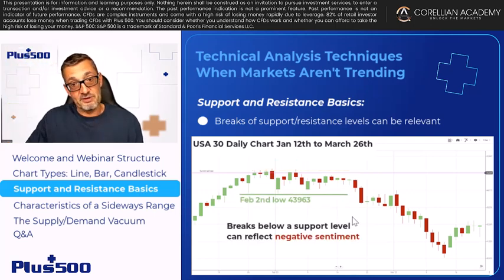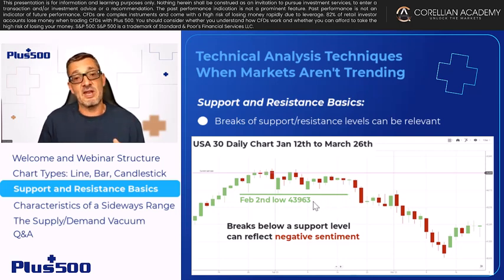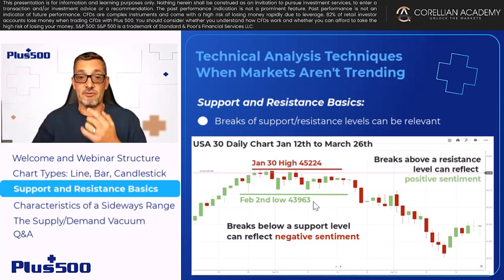A break below a previous support level can reflect negative market sentiment and the potential for further price weakness, while a break above a previous resistance level can reflect more positive market sentiment and the potential for further price strength.